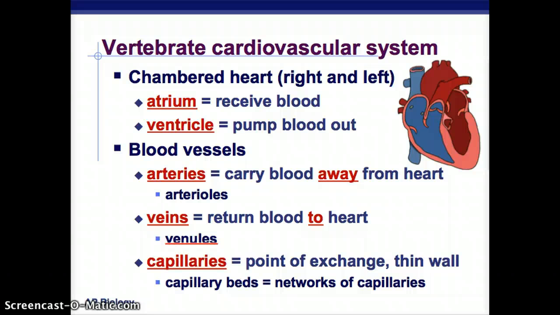And the few different kinds of blood vessels, you have arteries. They carry blood away from the heart. So arteries start with an A, think away. They turn into arterioles, those are smaller arteries. Then veins return blood to the heart, and they also have venules. And capillaries are the point of exchange. They have a thin wall, that single cell capillary where you can exchange through diffusion. And capillary beds are networks of capillaries.